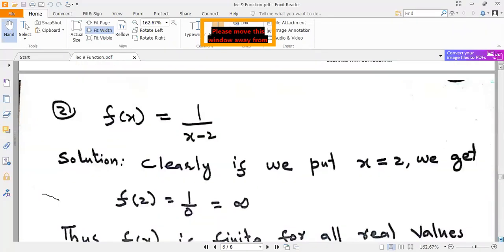Okay, again, what is the domain of this function? Now clearly, if you put x as 2, then what do we get?